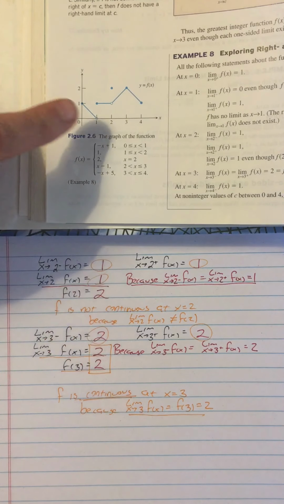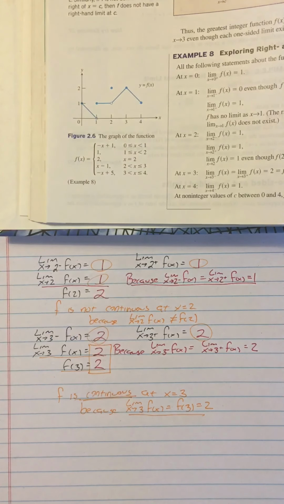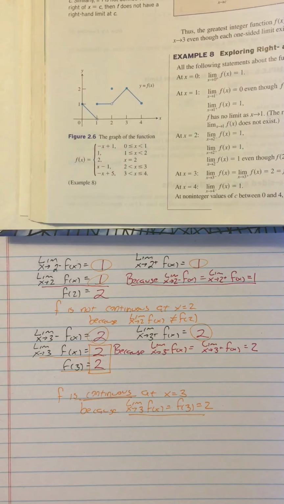Now, this point at x equals 1 is also not continuous, but we didn't yet get to talk enough about continuity to say why. The short answer is because the limit doesn't exist. But we'll come back to that later.